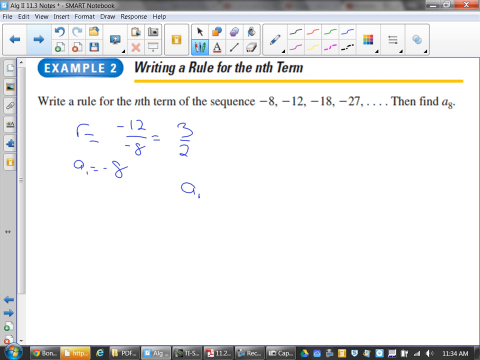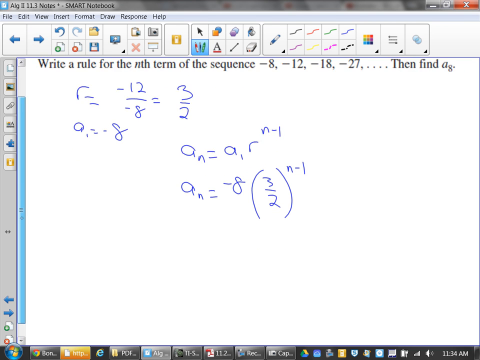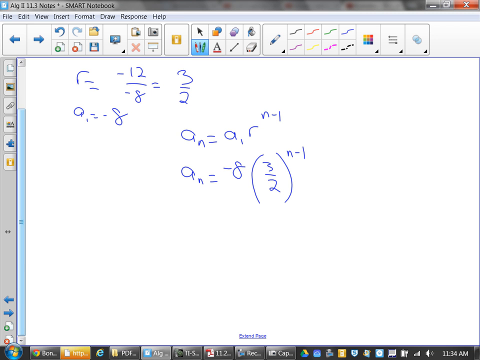So we have the nth term, first term, r to the n minus 1, fill in the blanks. -8 times 3/2 to the n minus 1. What's the next thing it's going to ask you to do? Find the 8th term. So if I'm going to find the 8th term, what is my value of n? 8. Good.